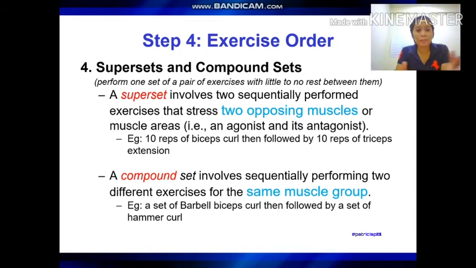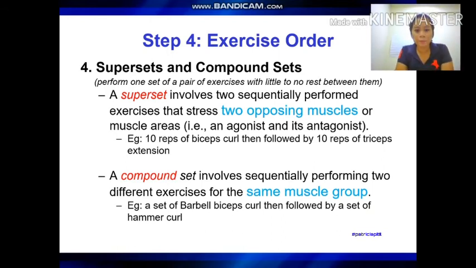Okay, the example will be the first superset, 10 reps of bicep curl, and then immediately, no rest, shift to the next exercise, which is tricep extension for 10 reps. Biceps curl targets the biceps muscle, of course, and the tricep extension, the tricep muscle. So while the biceps are recruiting, the triceps are being activated, and when the biceps are resting, you are shifting to the triceps, while doing the superset. That is called superset. No rest in between, 2 muscles, 2 exercises.